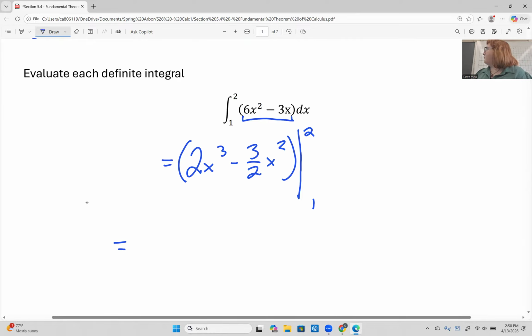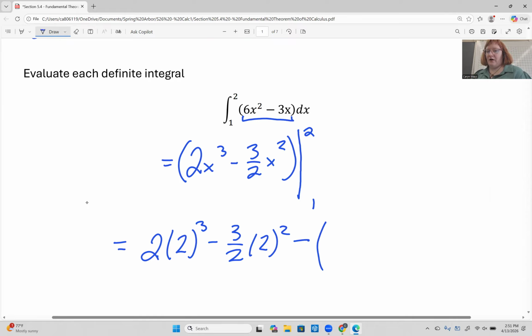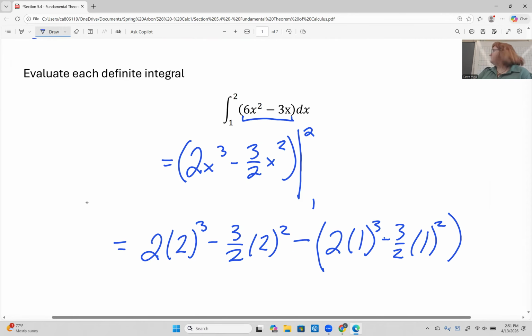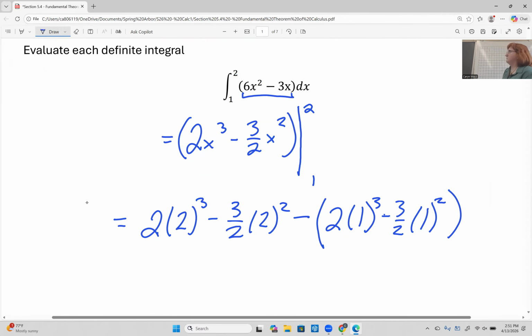We plug in the upper bound first. 2 times 2 cubed minus 3/2 times 2 squared. And we subtract off plugging in 1. And then just evaluate and simplify down.